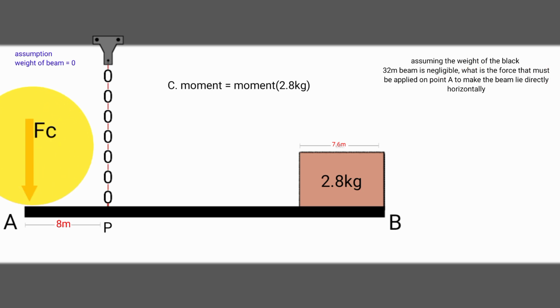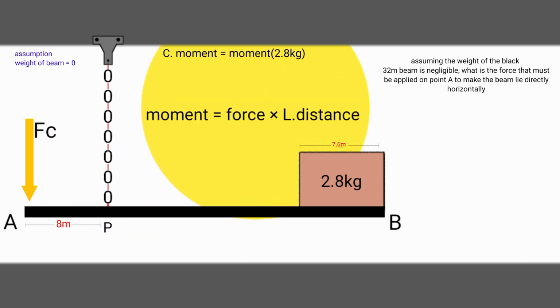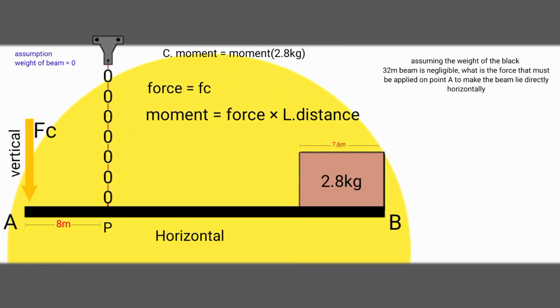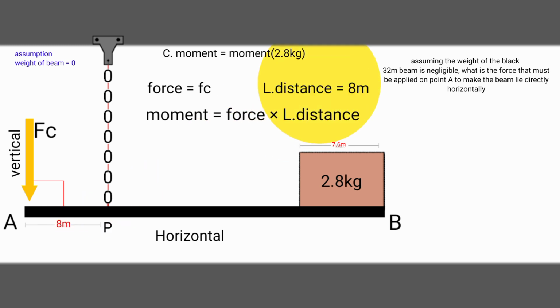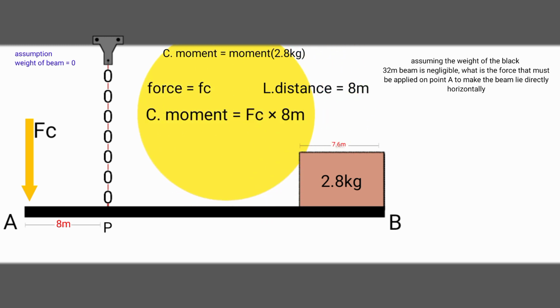But what is the moment caused by this force at point P? We don't know. But the formula for finding moment is force times perpendicular distance. Force is Fc. We can see since Fc is vertical and the beam is horizontal, that means this 8 meters is its perpendicular distance from this point P. That is perpendicular distance equal to 8 meters. Substituting here now, counter moment equal to Fc times 8 meters, which is 8 Fc meters.